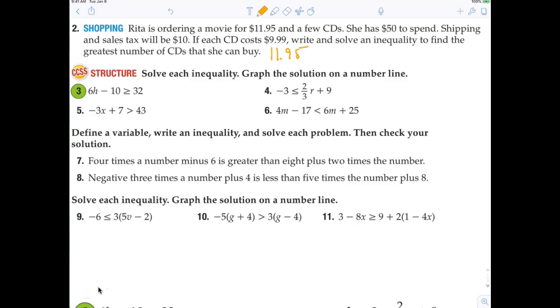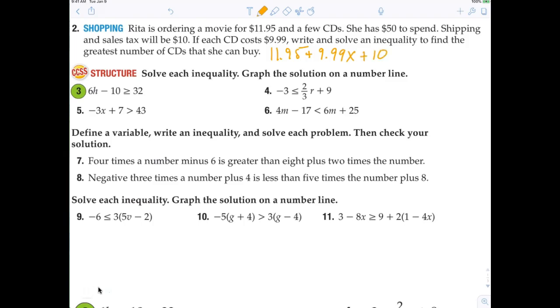$9.99. Do I know how many we can buy? So I'm going to add to that 9.99x. Now what are we going to do? We have one more thing that they're charging me for. What are they charging me for? Shipping. Shipping, which is how much? So there's another $10. Another $10 to ship.